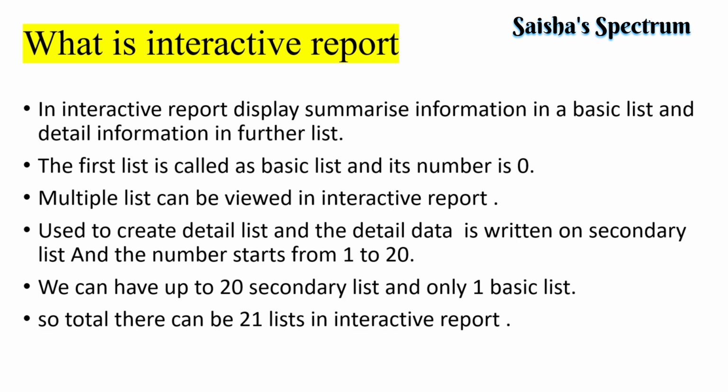So the first list is called a basic list, and its number is 0, and further we can have up to 20 secondary lists which start from 1 to 20.